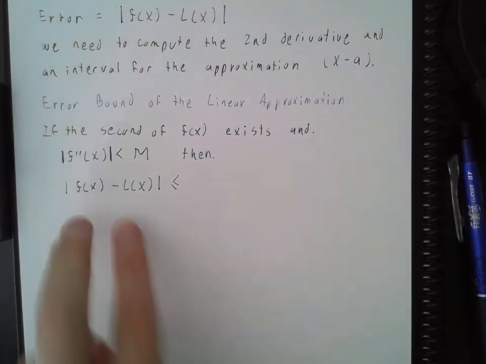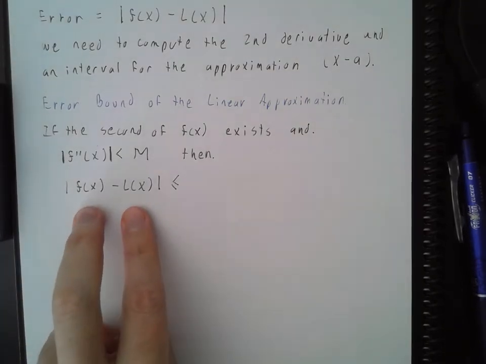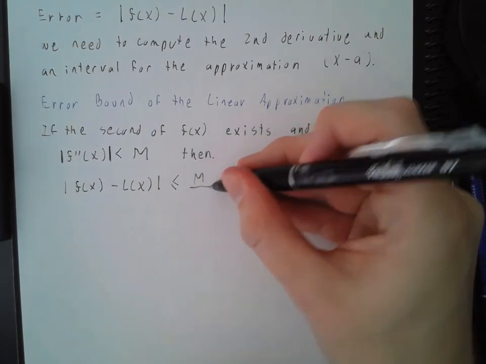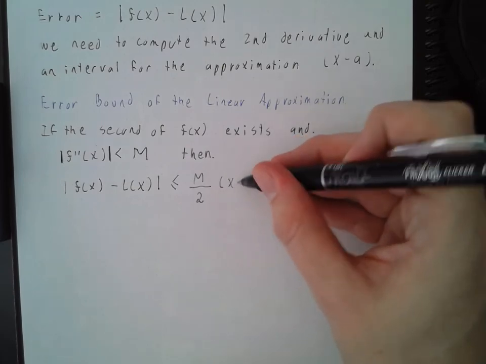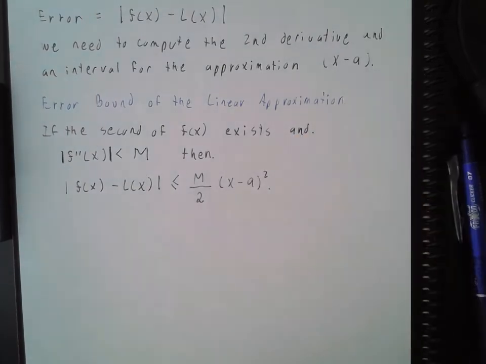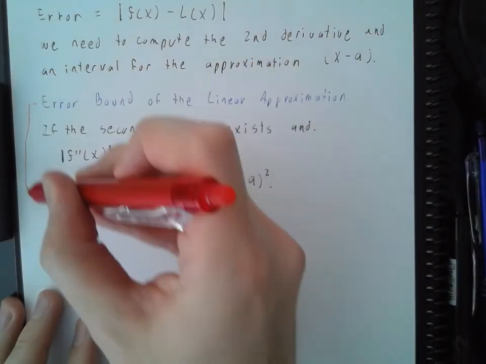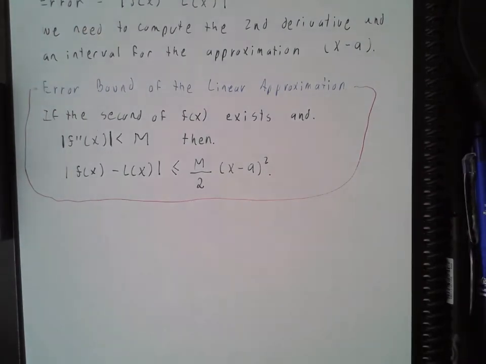Basically, the maximum error you're going to have is less than or equal to this number M, which depends on the second derivative, divided by 2, times x minus a squared. And L of x is the linear approximation. Now you're going to see how useful this result is if you really want to know how bad or good your approximation is going to be.